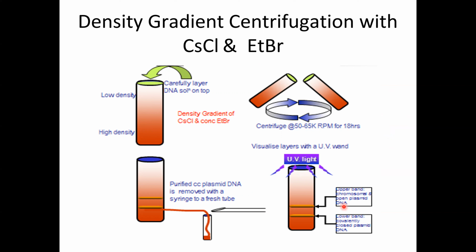You can see here that the upper band consists of your chromosomal and open plasmid DNA, while the lower band is the covalently closed plasmid DNA. To remove it, you can purify the covalently closed plasmid DNA using a syringe and then transfer it to a fresh tube.